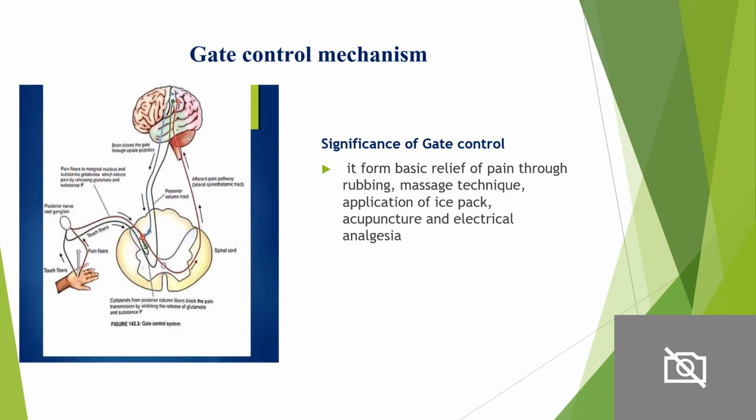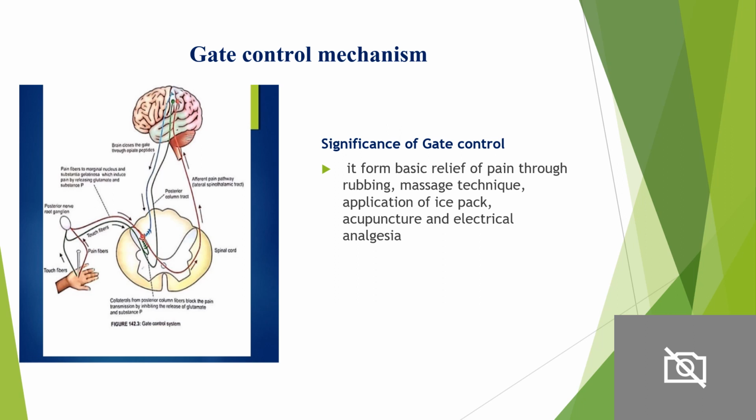Now we'll see about the gate control mechanism. This is another pathway. It was proposed by the physiologist Ronald Melzack and the anatomist Patrick Wall in 1965. This is another mechanism, the gate control mechanism, by which the pain will be stopped. So what is the main concept of this?